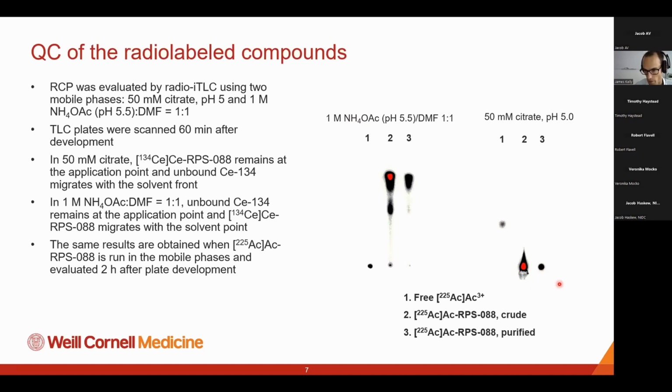And as has already been pointed out, these analyses must be performed at least some time after approaching secular equilibrium. So in the case of cerium-134, we were doing our analyses 1 hour after developing the TLC plate. And in the case of actinium, it's 2 hours after developing the TLC plate.